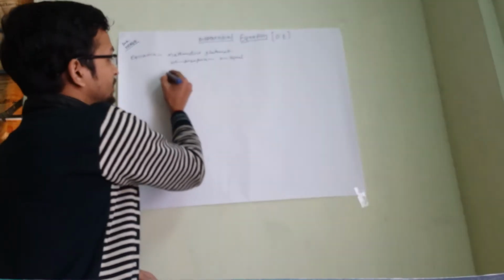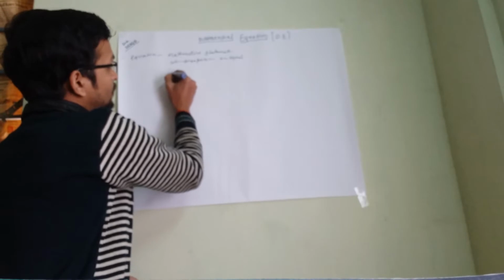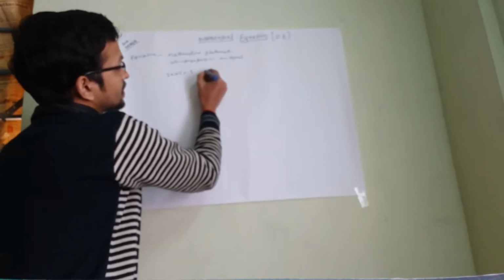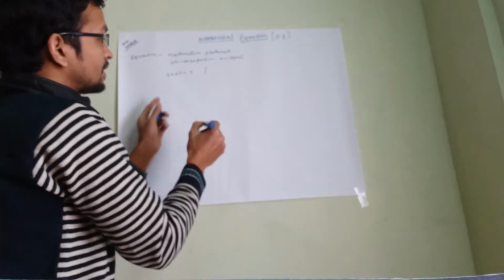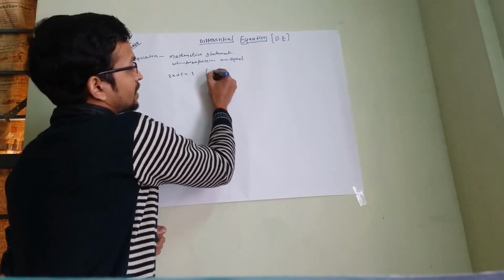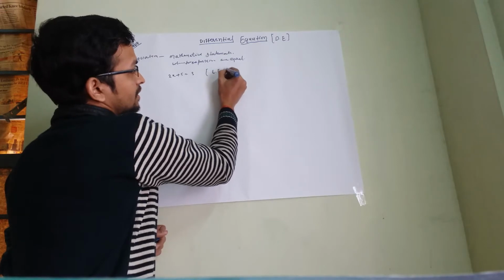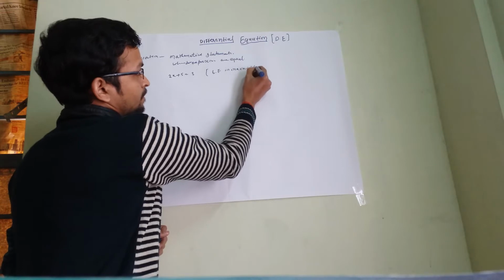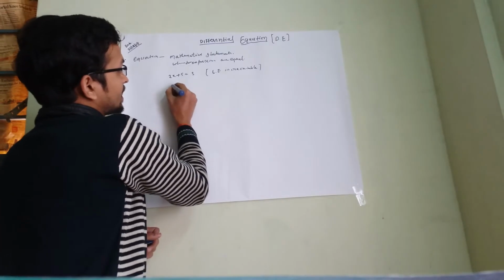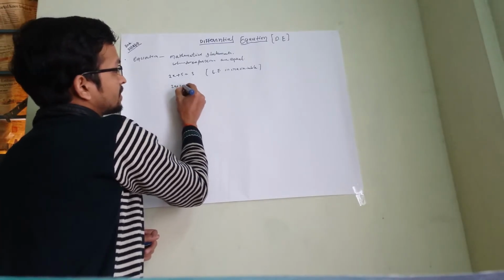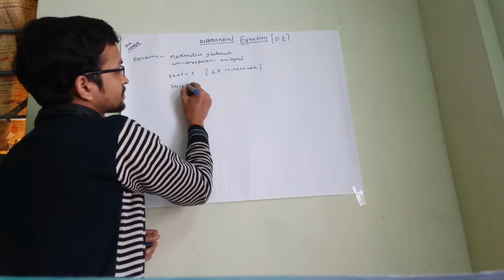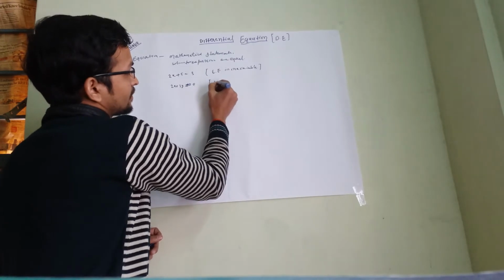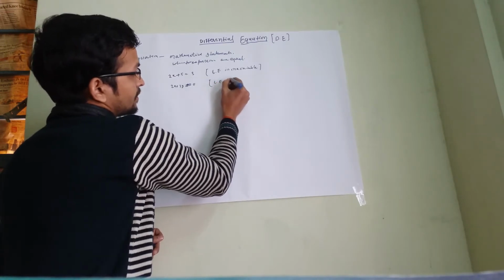Let's take an example. 2x plus 5 is equal to 3. This is a linear equation in one variable. Second, 2x plus 3y is equal to 0. This is a linear equation in two variables.